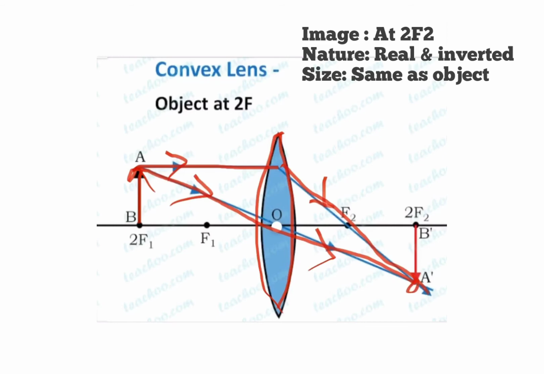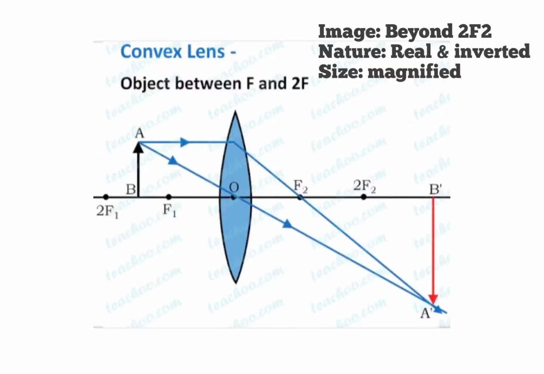They both are meeting here at A dash. So A dash is the image of point A. Corresponding to object AB, we will get corresponding image A dash B dash, which is obtained at 2f2. So here the nature of the image is real and inverted, size is same as object, and image is obtained at 2f2. Students, in this diagram you have to be very careful. The size of the image should be same as the object, and image should be formed exactly at 2f2. Now the object is placed between f and 2f.